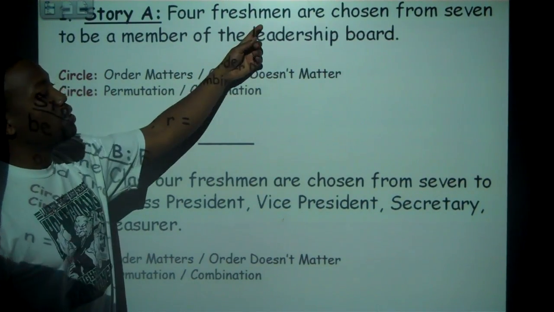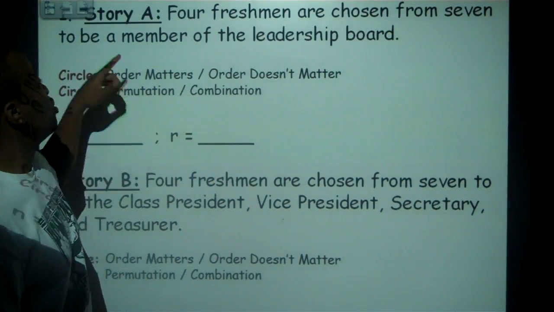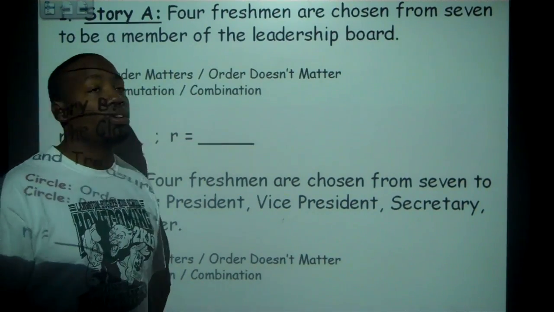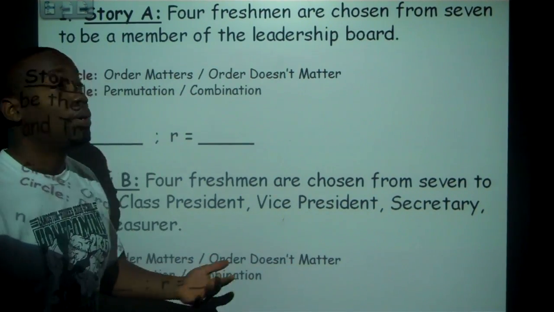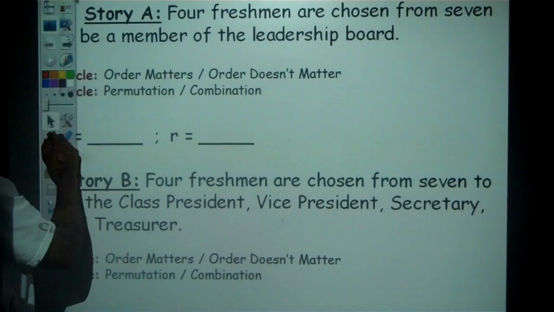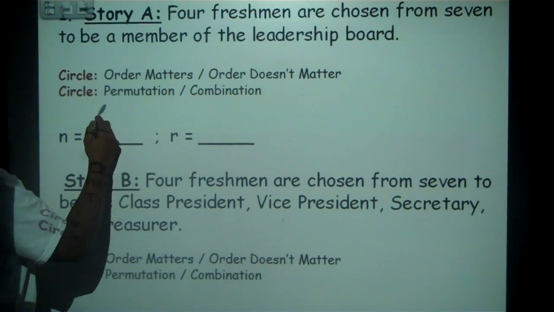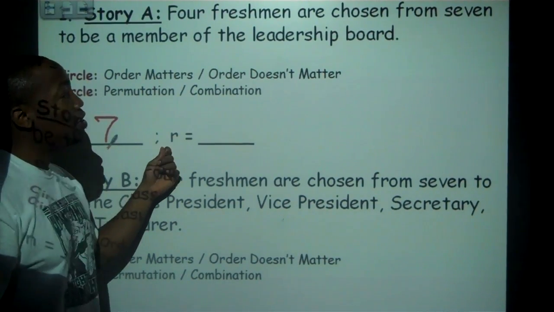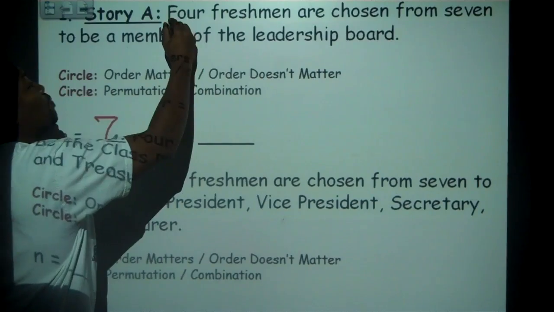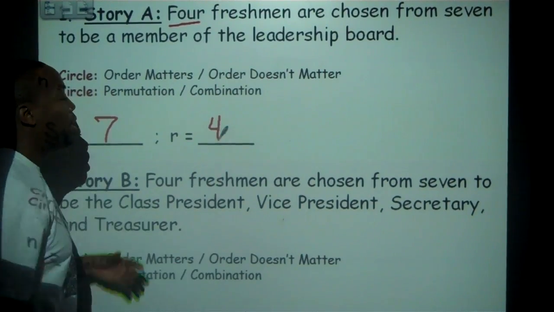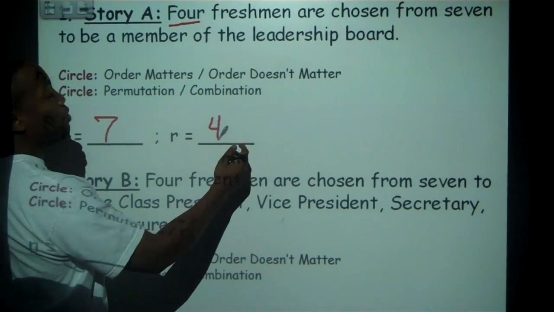I have 4 students chosen from 7 to be members of the leadership board. So my total amount, which is my n, would be 7. And how am I picking out of that 7? It would be 4. So I'm going to plug this n and this r in my formula.